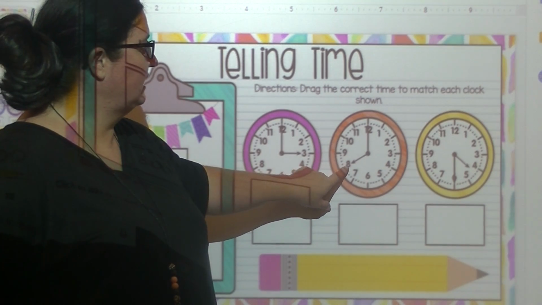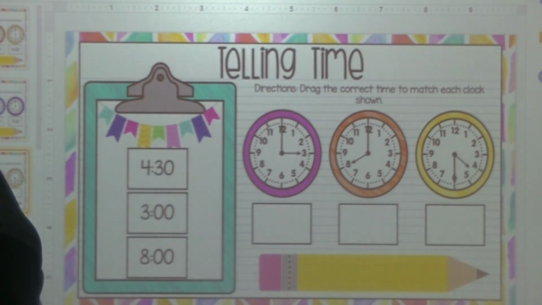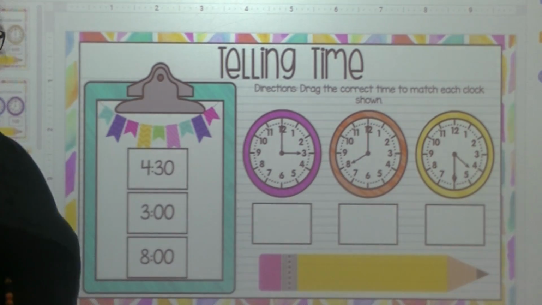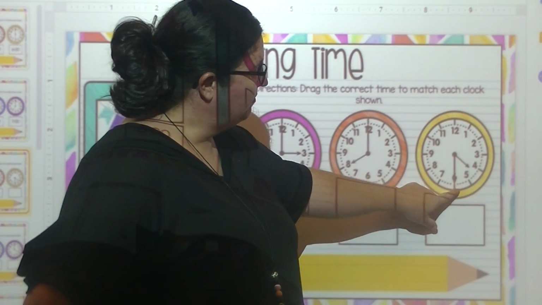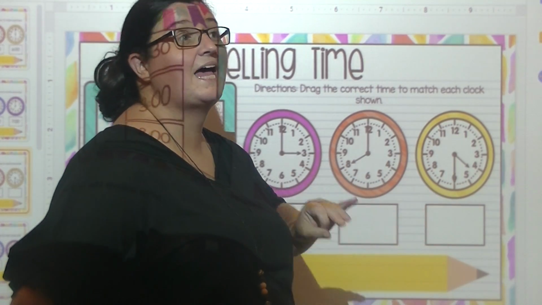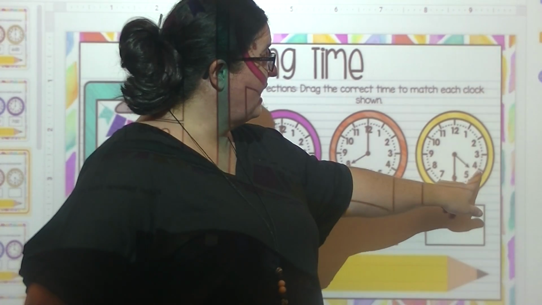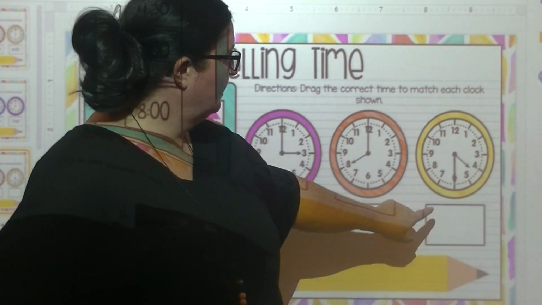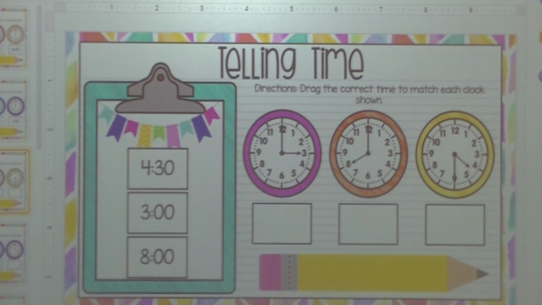Your hour hand is on the 8, and your minute hand is on the 12. What time is it? 8 o'clock. And your last one, your minute hand is on the 6, so it's half past. It's 30. Now my hour hand is between the 4 and the 5. So I back up. It is 4:30.